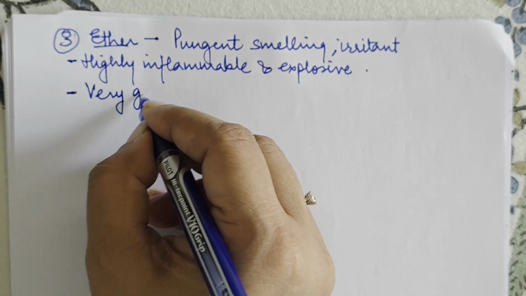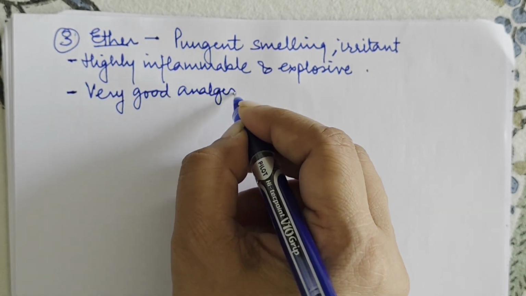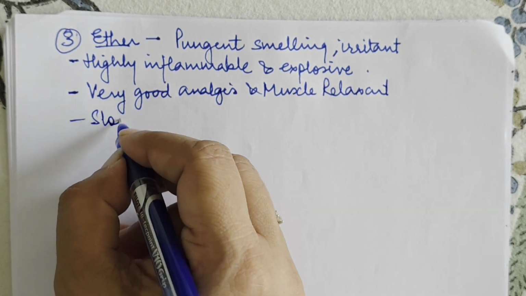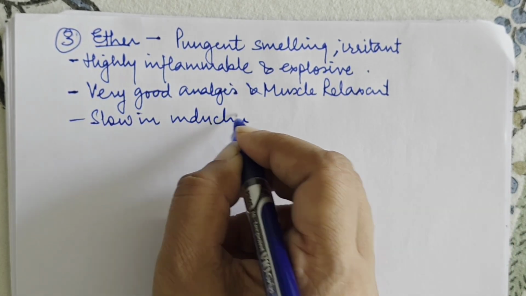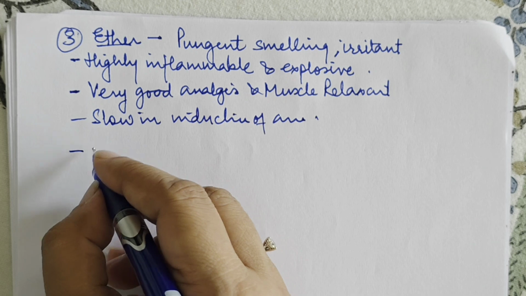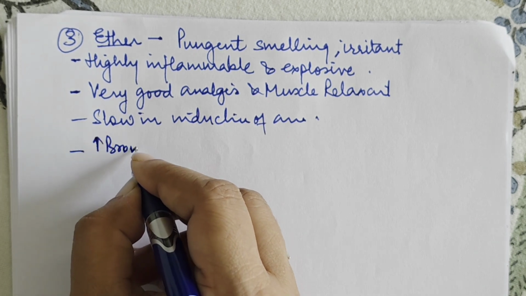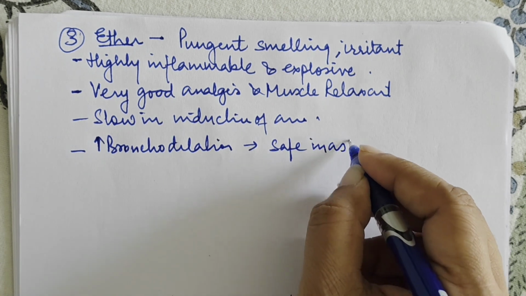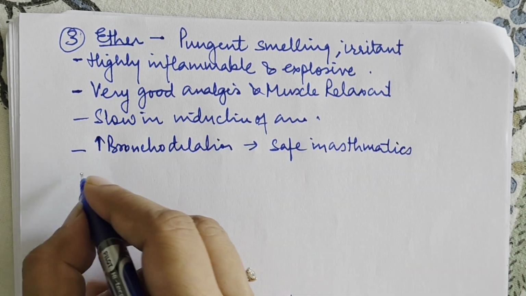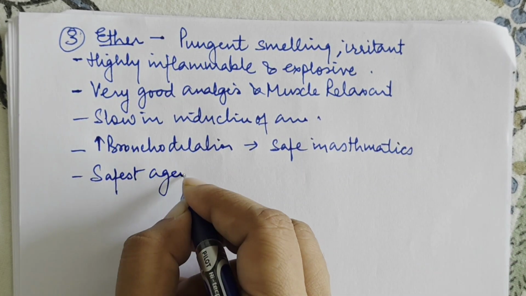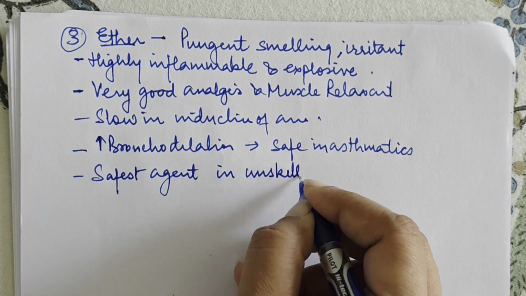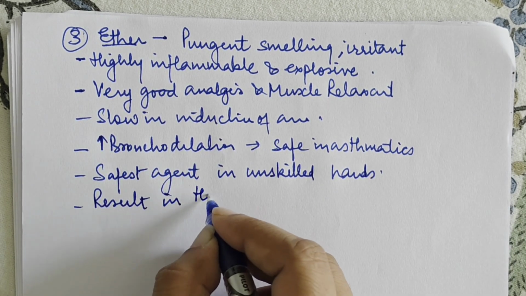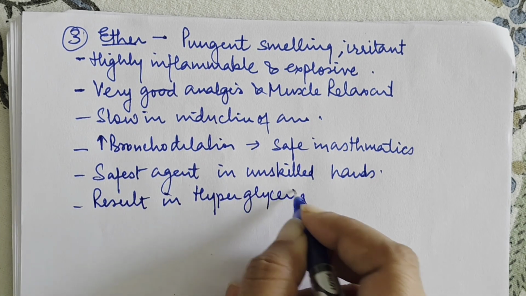Then it is a good analgesic and muscle relaxant, but it is slow in induction of anesthesia, right? Then it causes bronchodilation, so it can be safe in asthmatics. It is the safest agent in unskilled hands. Then it can result in hyperglycemia. So these were some properties of ether.